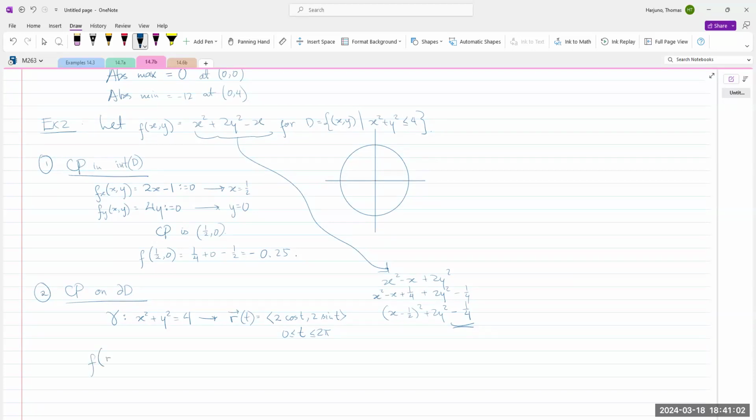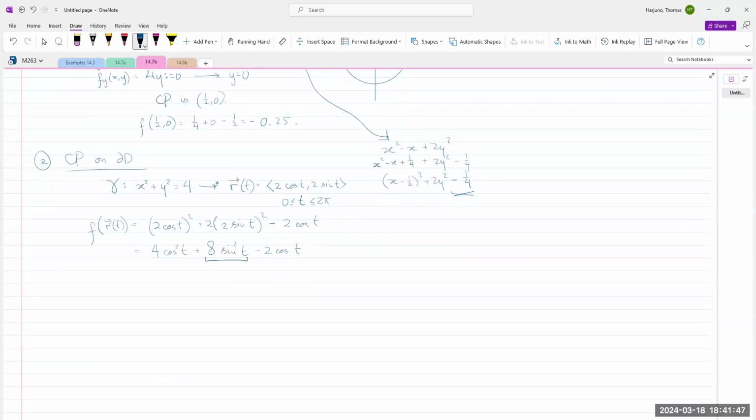So the value of the function at r(t): I replace x by 2 cosine t and y by 2 sine t. So we end up with 4 cosine squared t plus 8 sine squared t minus 2 cosine t. Notice that we have 4 sine squared t here that I can combine with this. I get 4 plus 4 sine squared t minus 2 cosine t. I hope you see that. You break it up this way.